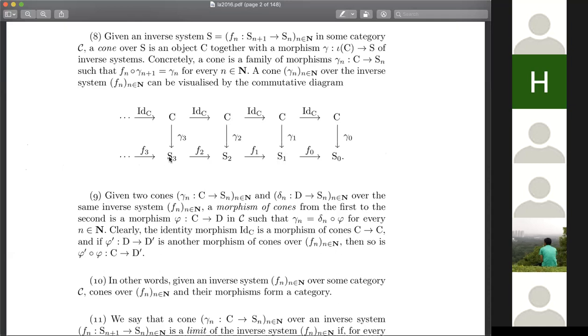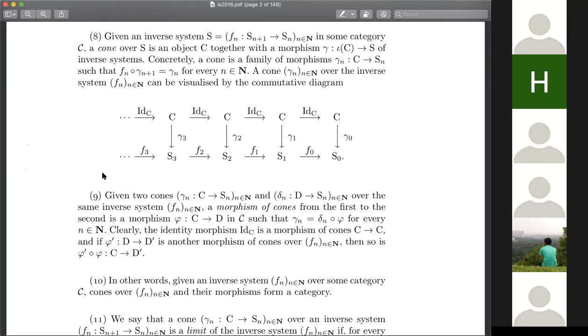So the inverse limit of this family will consist of all families of elements of these sets, indexed by the natural numbers. So an element x0 in S0, an element x1 in S1, an element x2 in S2, and so on. But these families are not allowed to be arbitrary. If I allow them to be arbitrary, what I get is the product of these sets, S0, S1, etc. That's not the inverse limit of this family.